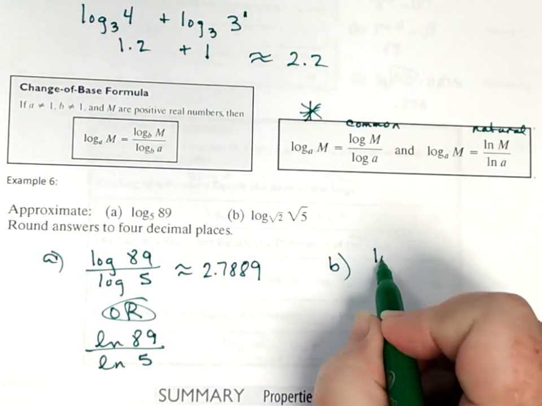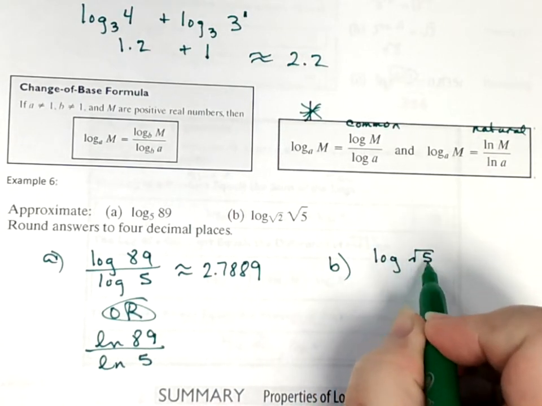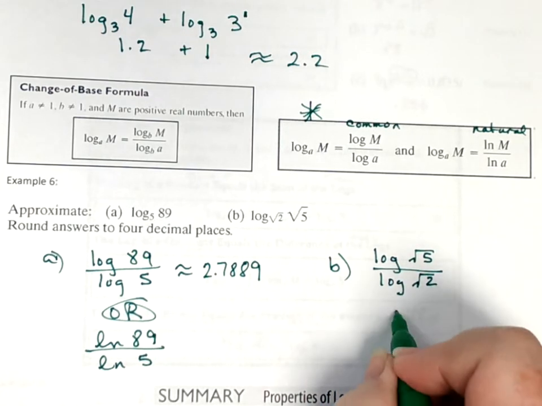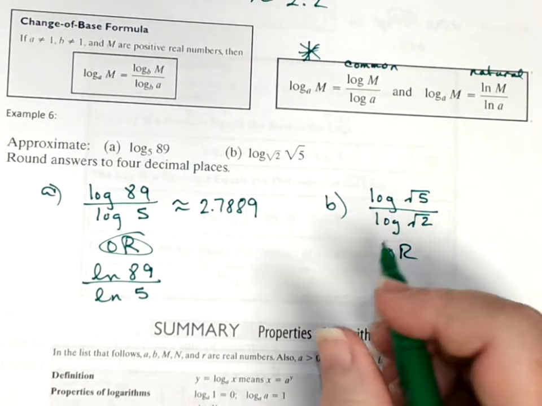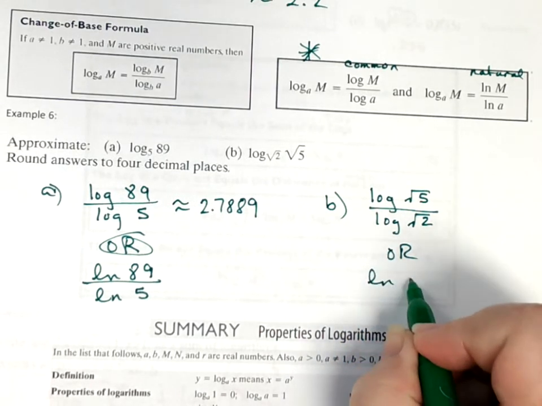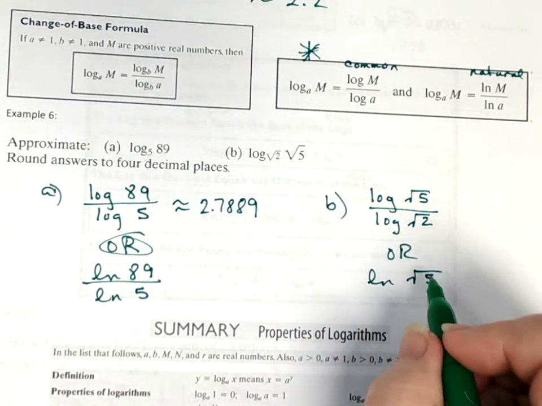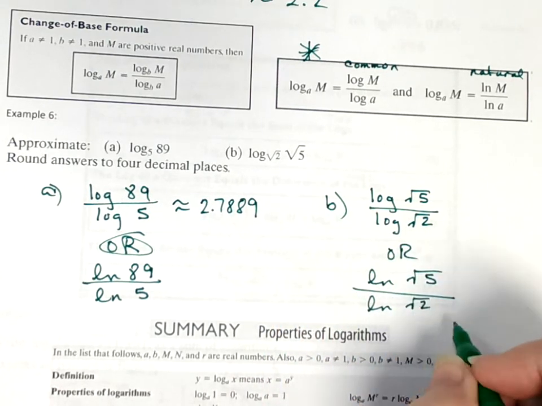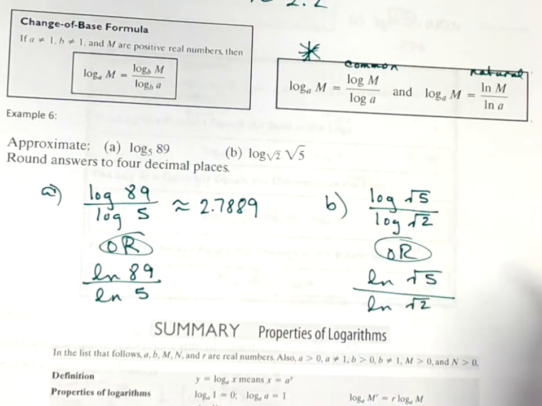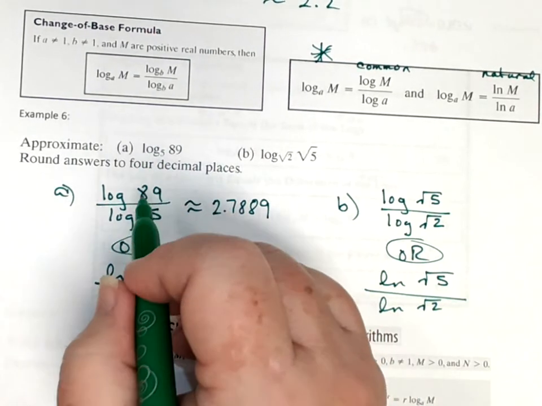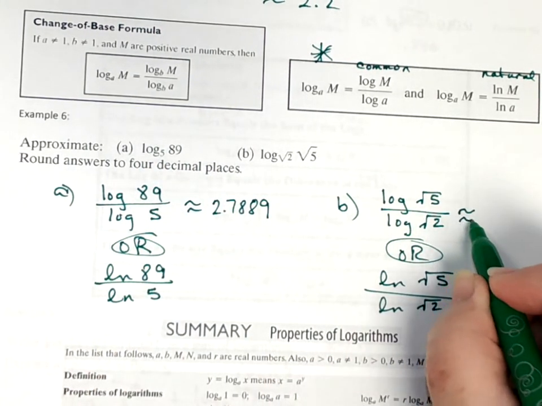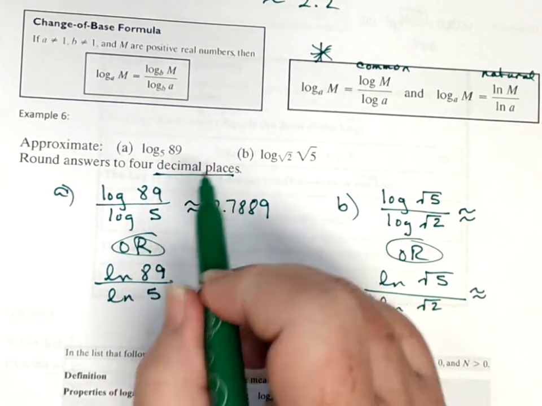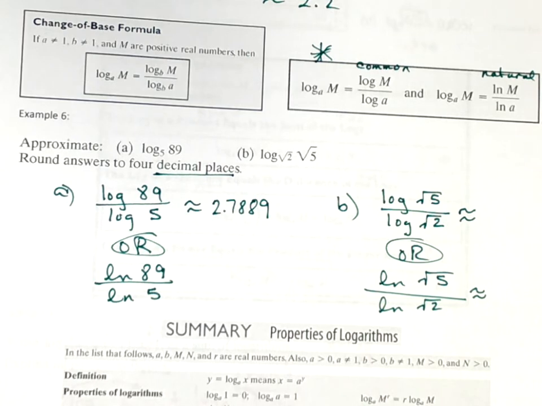We're going to have common log of the square root of 5, divided by the common log of the square root of 2. Or we might rewrite that as the natural log of the square root of 5, the number goes in the numerator, divided by the natural log of the square root of 2. Either answer would be acceptable if I asked you to rewrite it. Then you would actually plug it into the calculator and come up with an approximate so that you could round it to 4 decimal places.